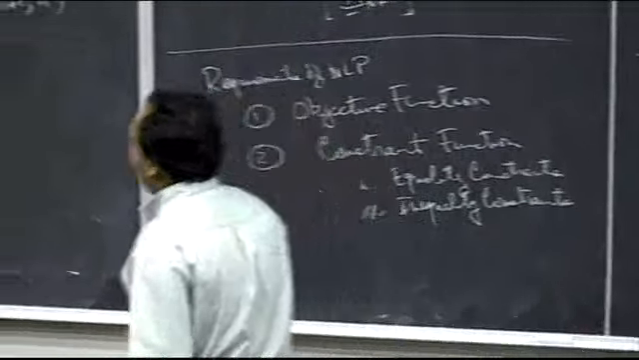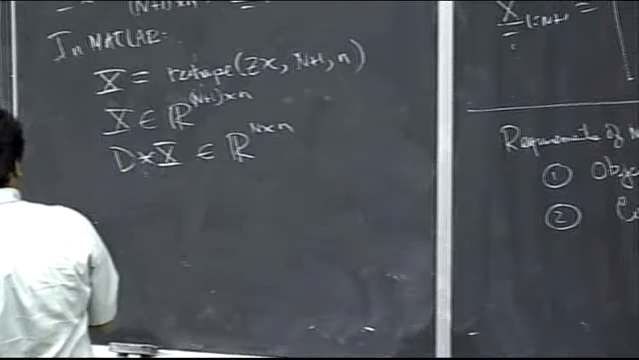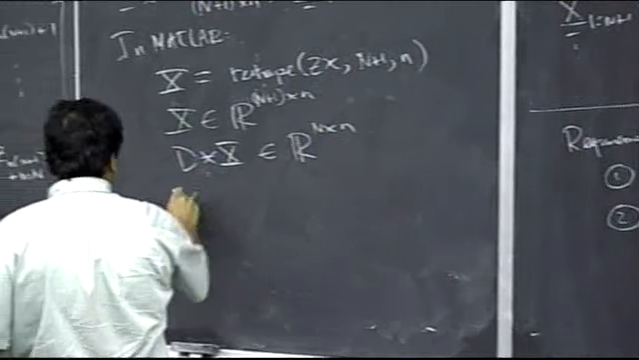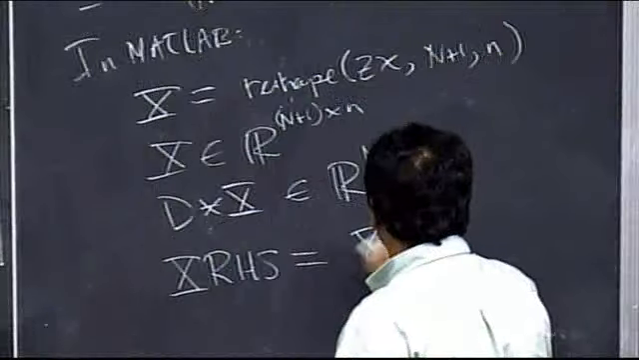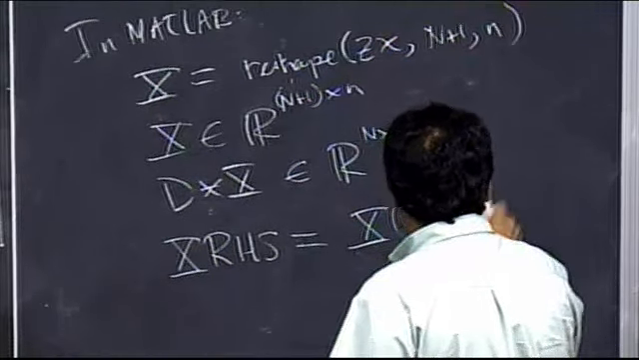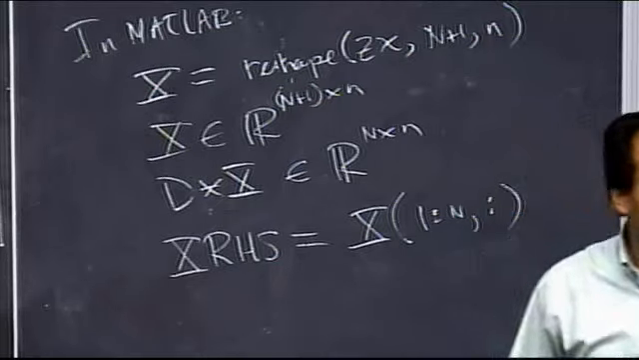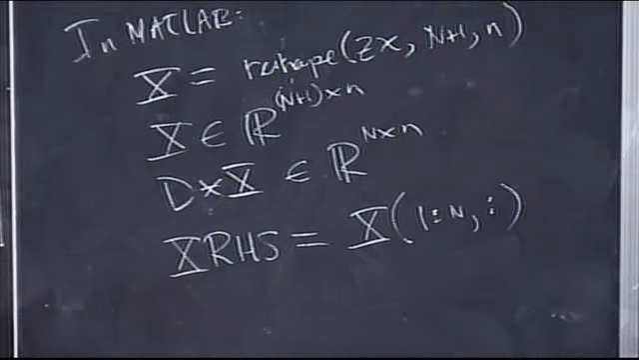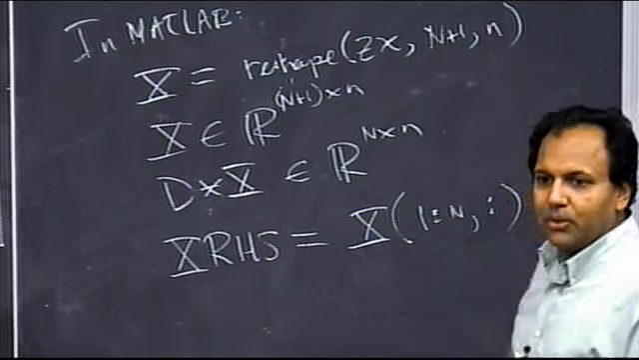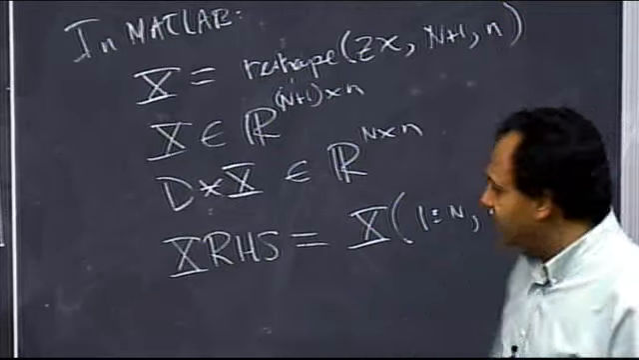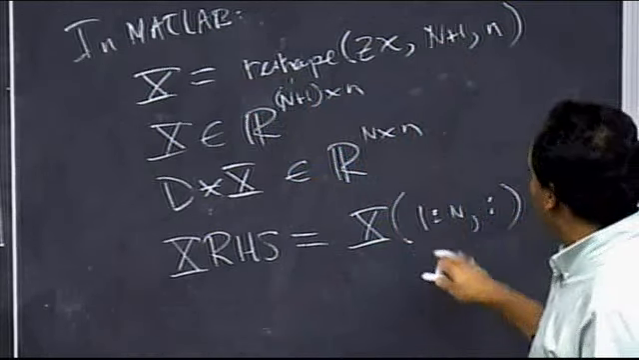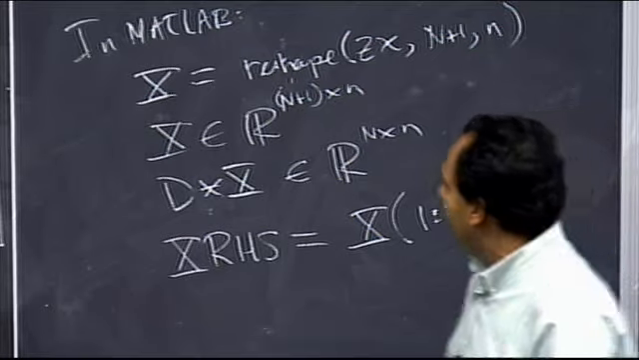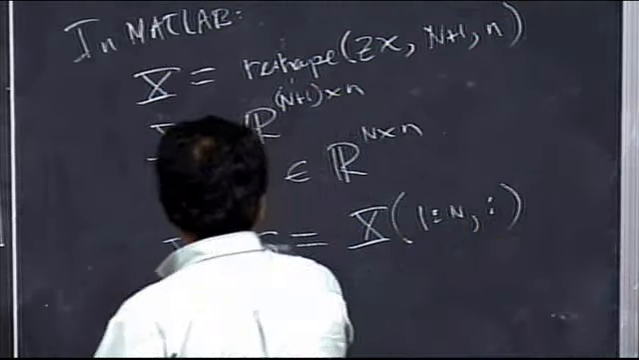So for the right-hand side, I would create a new variable. I would say x RHS is equal to x(1 colon n, comma colon). I'm using MATLAB notation here. I hate using MATLAB notation in class, but if it needs to be this explicit to make it clear, that's what I'm going to do. It says give me the first n rows and all the columns of the variable x, which is n plus 1 by n. So this only gives me the values at the Radau points.